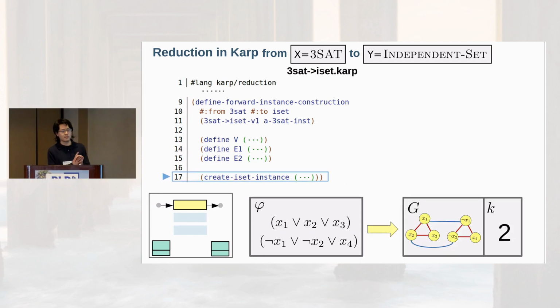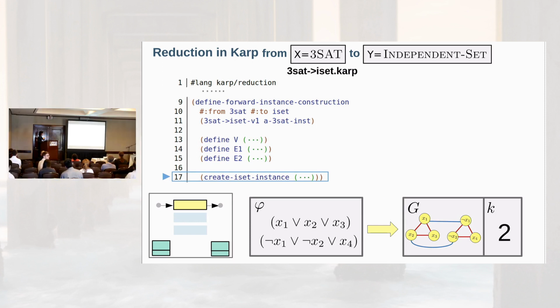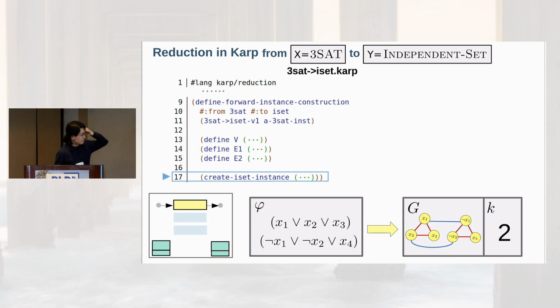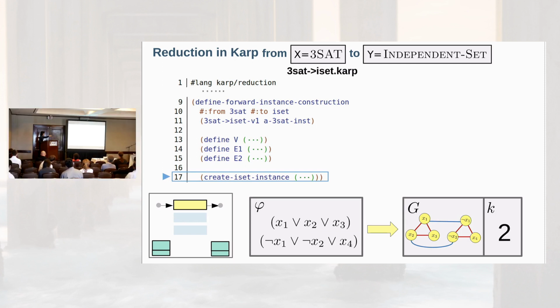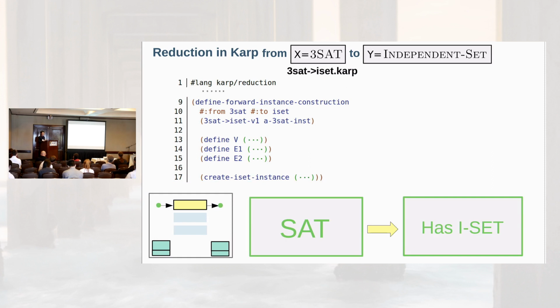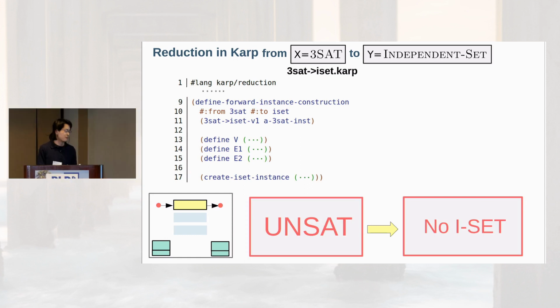Finally, we put everything together to form the graph, and pair it with another field corresponding to the number of clauses in the given CNF. So just to remind you, a correct reduction has to map a yes instance to a yes instance and a no instance to a no instance.